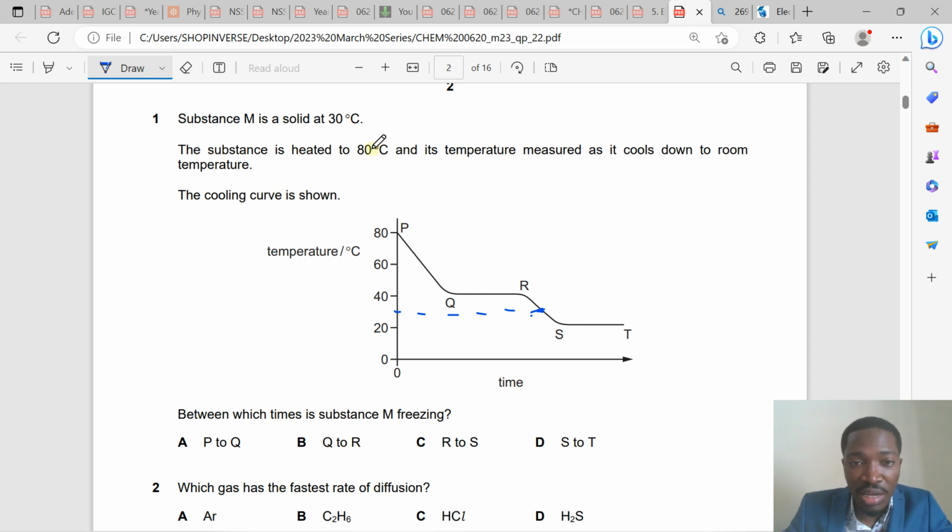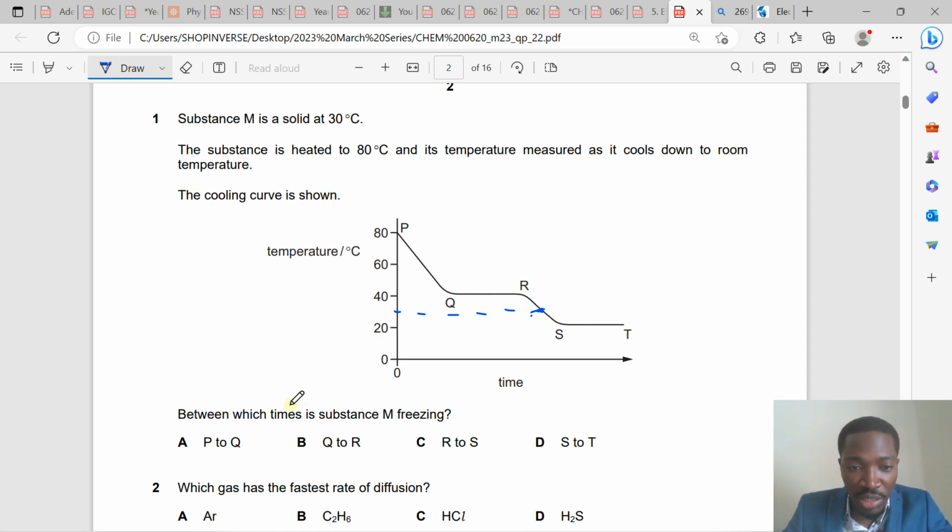The substance is heated to 80 degrees Celsius and its temperature measured as it cools down to room temperature. So it was heated till its temperature became 80 degrees Celsius. Then we left it for its temperature to reduce. The temperature continues to reduce with time. The cooling curve is shown. Now this is the cooling curve.